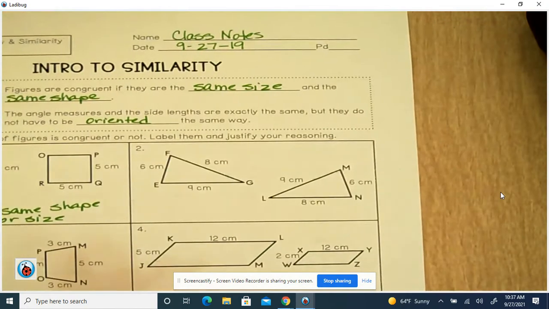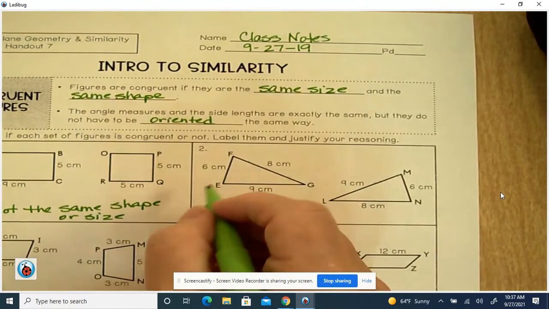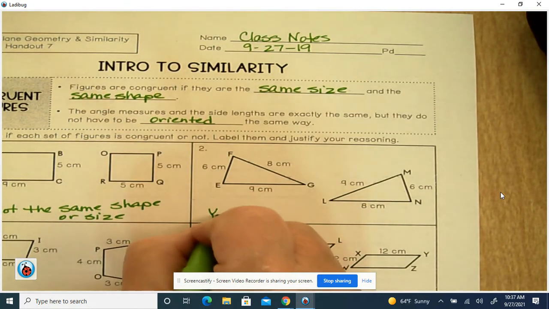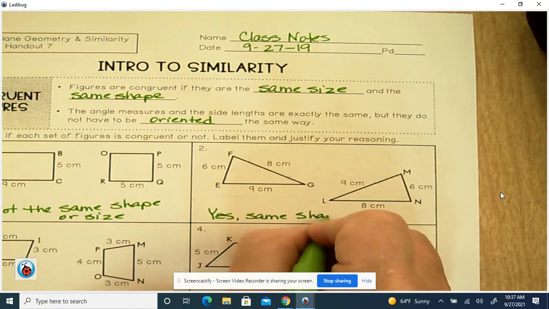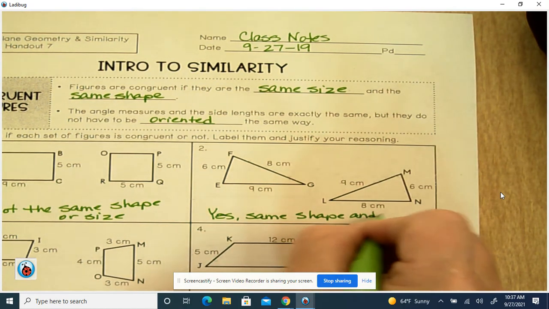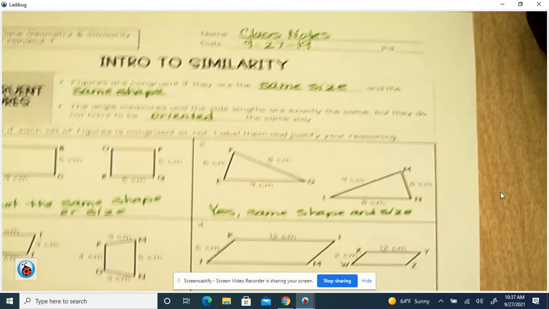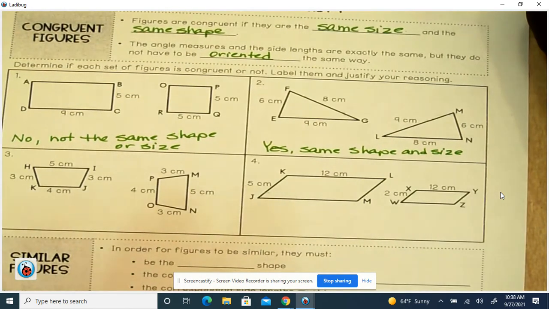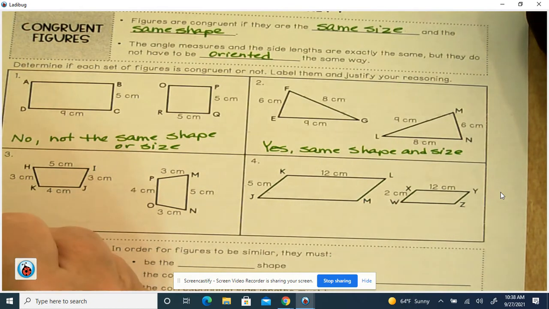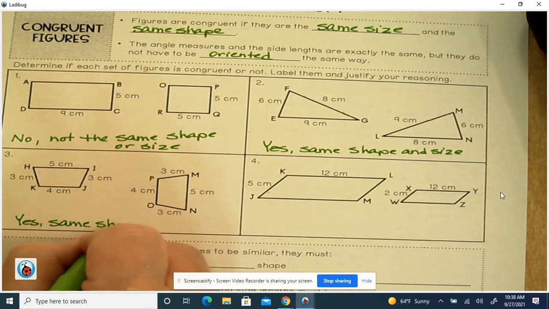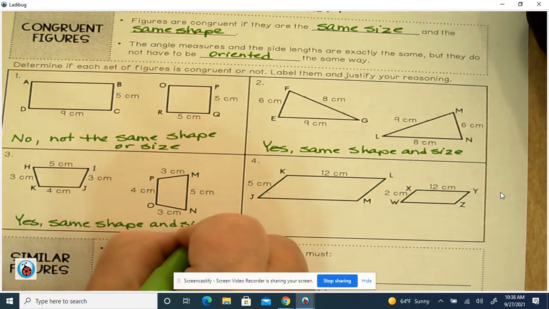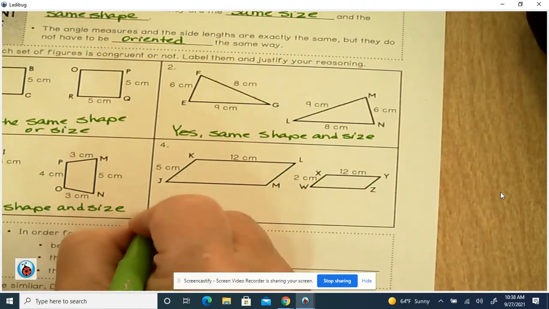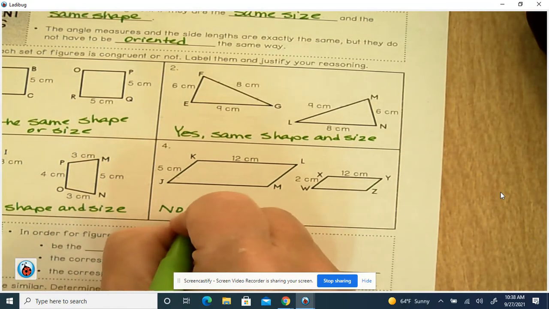Number 2. Yes. Same shape and size. Number 3. Yes. Same shape and size. And number 4. No, not the same size.